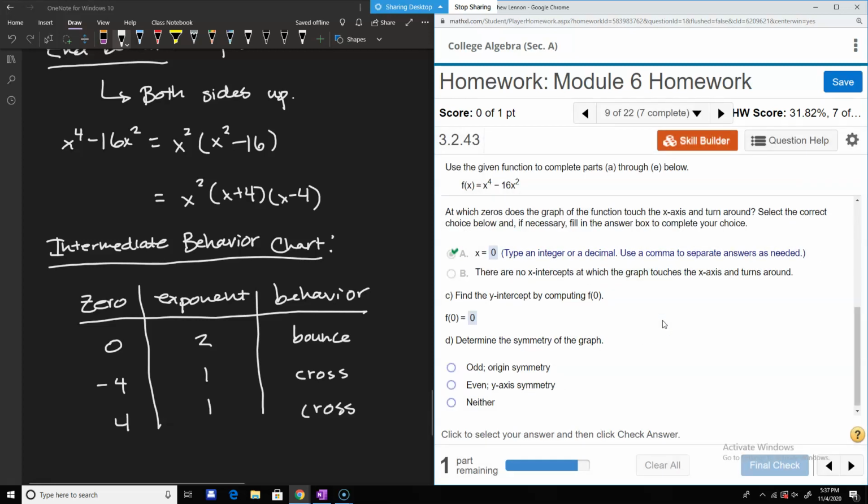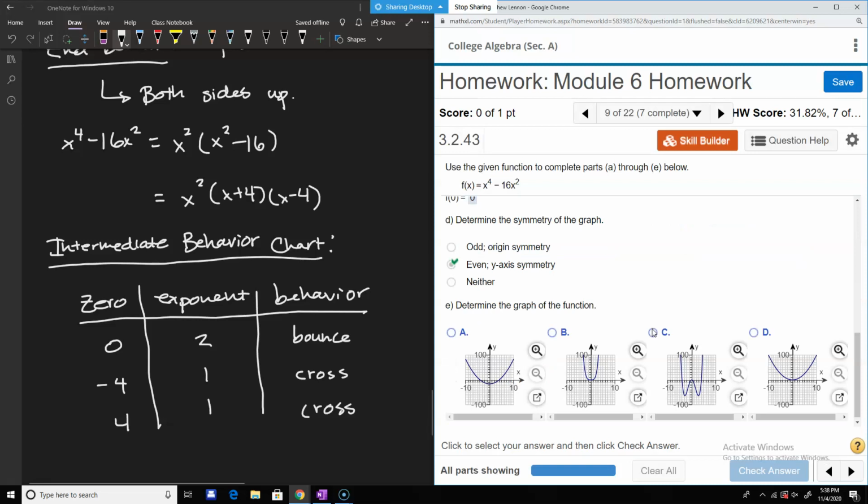Symmetry. Notice that in this one we have both terms even, so the exponents there are both even. When you have an even function for polynomials, meaning all the powers are even, that has y-axis symmetry. When it's odd, meaning all the powers that you see are odd, it would have origin symmetry. If you have a mixture of the two, it's not symmetric. So this one, being even, gets the y-axis symmetry.